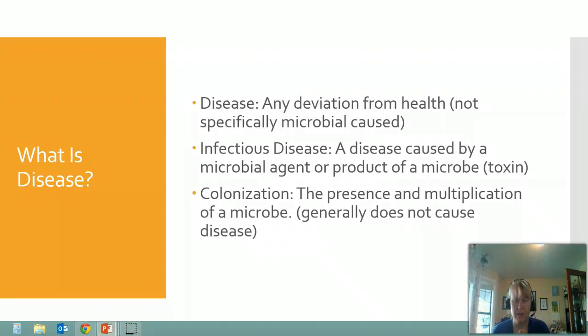So, as we get started, the first thing we need to do is define some terms. The first term we need to define is disease. So what is a disease? A disease is any kind of deviation from health. Note that this is not specifically microbial caused. This could be cancer, this could be genetics. There's a lot of different types of diseases. Now, a disease that's caused by a microbial agent is an infectious disease. So that's where that differentiation comes from. So make sure you have those straight.